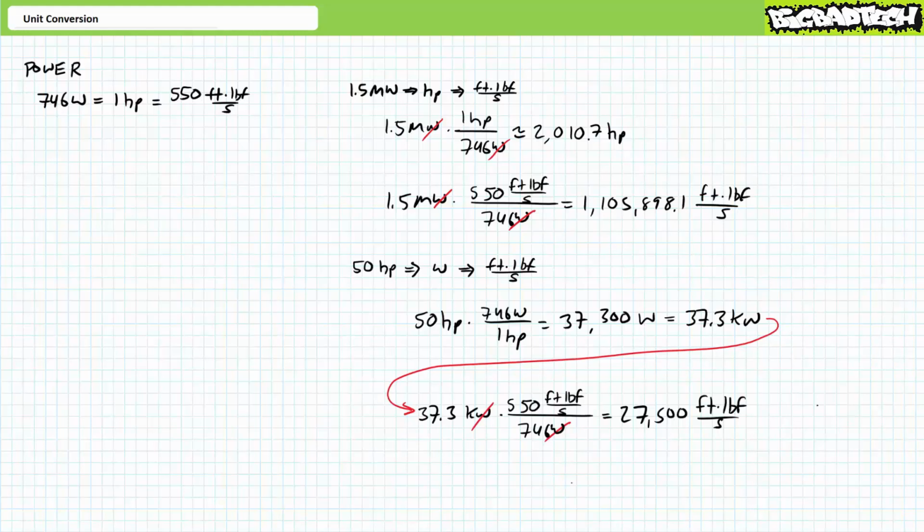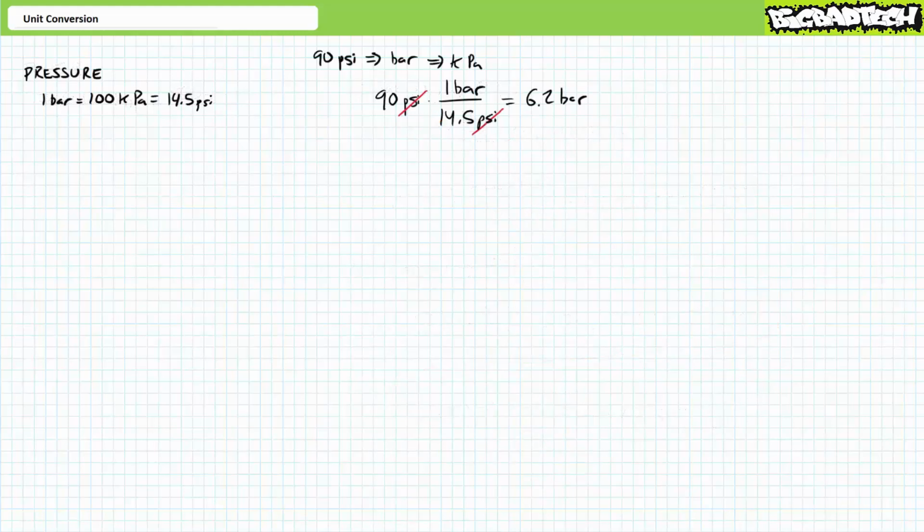Let's do a two-step conversion. We've already got our value in watts, so let's convert watts into foot-pounds force per second. The unit we want, foot-pounds force per second, is on top. The unit we don't want, watts, is on the bottom. 37.3 kilowatts times 550 foot-pounds force per second divided by 746 watts. Units of watts cancel out, and we're left with 27,500 foot-pounds force per second. Our next set of problems deal with pressure, where 1 bar is equal to 100 kilopascals, which equals 14.5 psi. Units of bars and pascals use engineering prefixes, whereas psi does not.